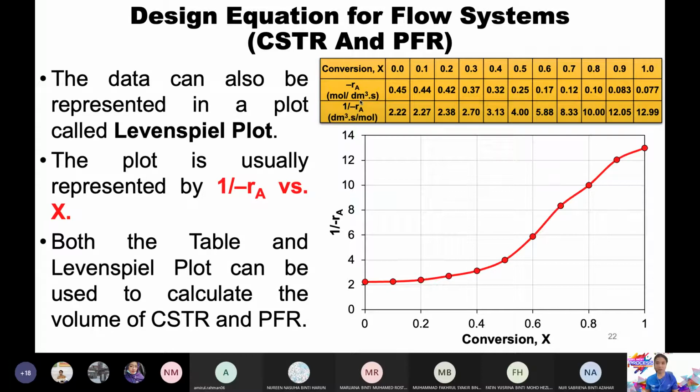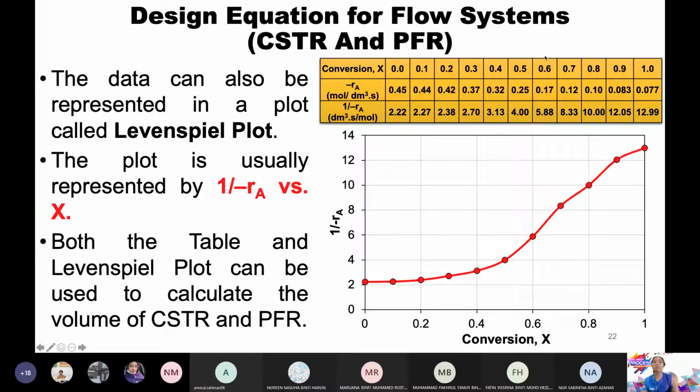Okay. This table of information can also be converted into a plot, which we call the Levenspiel plot. Okay, so Levenspiel plot ni beza dia daripada table; from the table information we can use to plot the Levenspiel plot. However, kamu tahu kalau kita nak plot graph, kita kena ada data y-axis, x-axis. Setiap titik tu memerlukan data paksi y, paksi x. Okay, the data or the plot for x-axis is conversion.